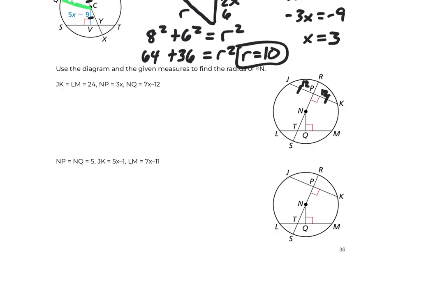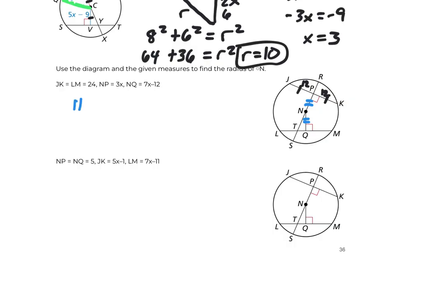Now, here's where some people get confused. They give us some different lengths here. NP is 3x, my fault. This is 3x, NQ is 7x minus 12. I'm going to label those with different markings. We know these two pieces are the same. Don't mark it with the same markings, because if you mark it the same as these two, then you're going to automatically think these are both 12. They are not 12. These two are congruent and these two are congruent, but they're not the same length. So you have to be really careful there. You've got two different pieces that are congruent to one another.